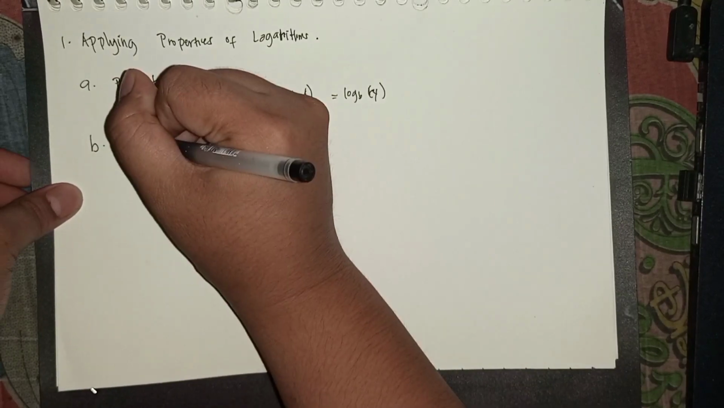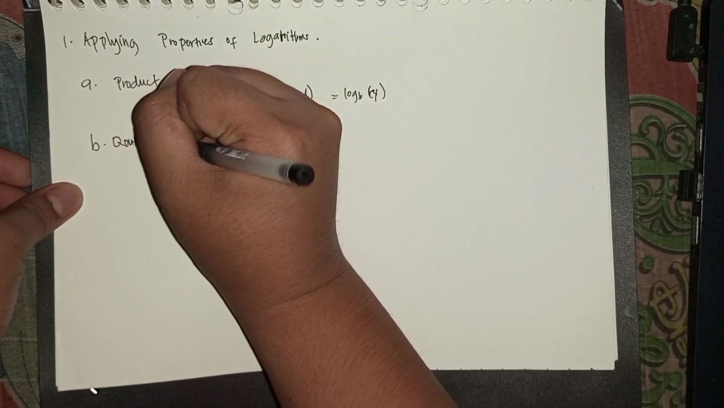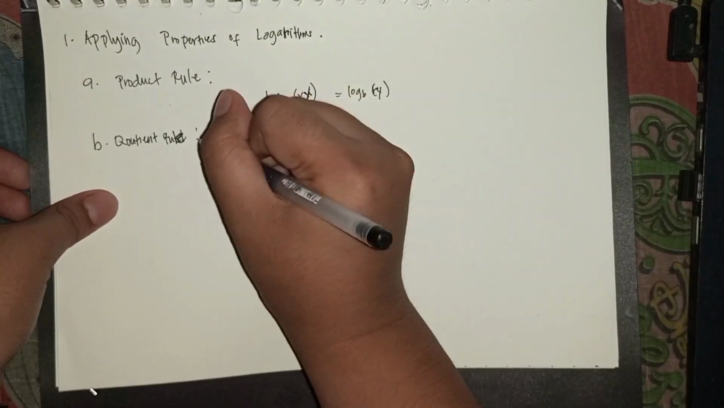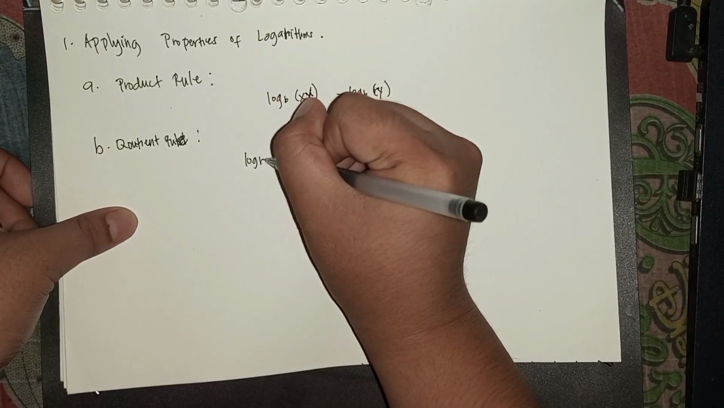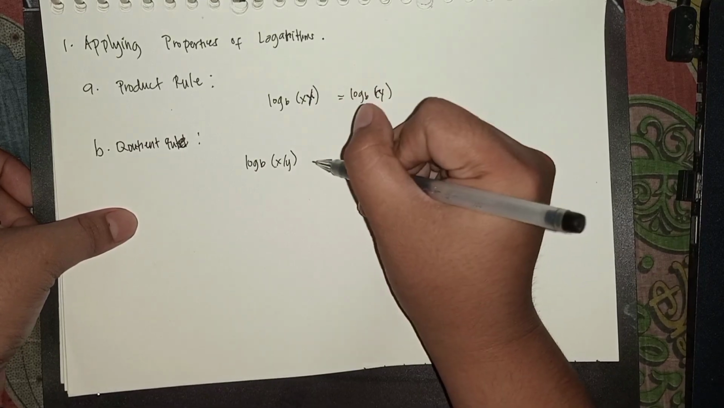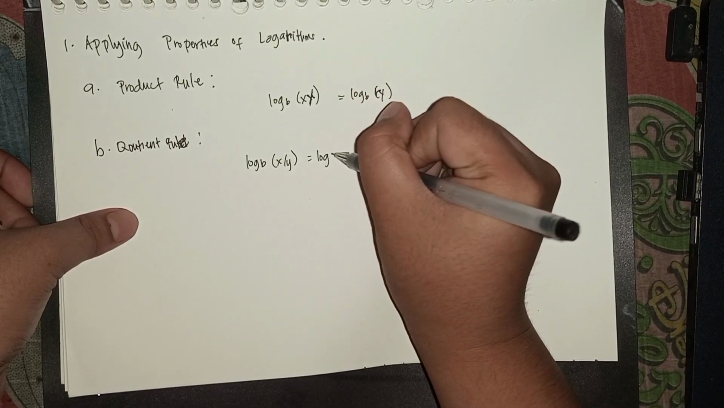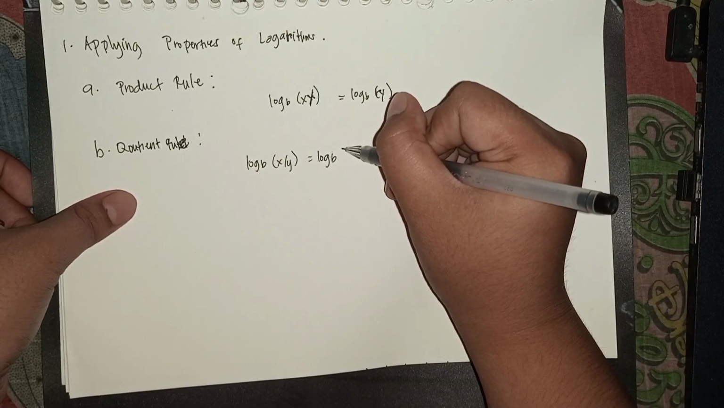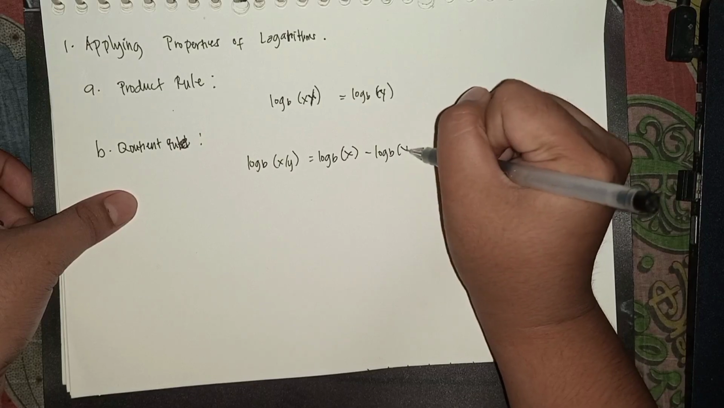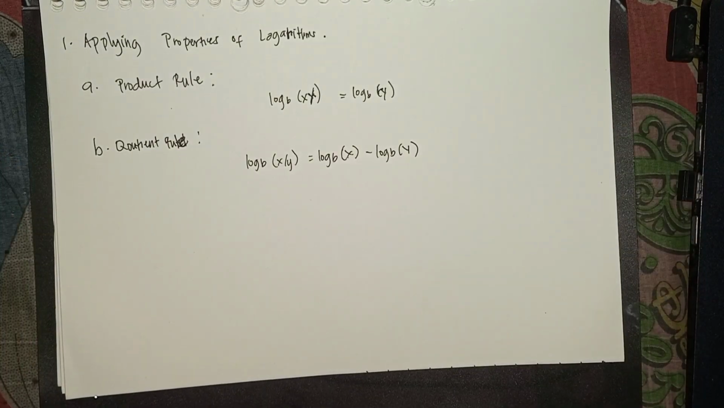Next, we have the quotient rule. It is simply put as log b of x over y is equal to log b of x minus log b of y. This property allows you to rewrite the logarithm of a quotient as the difference of logarithms.